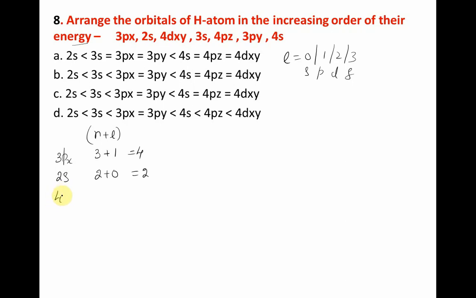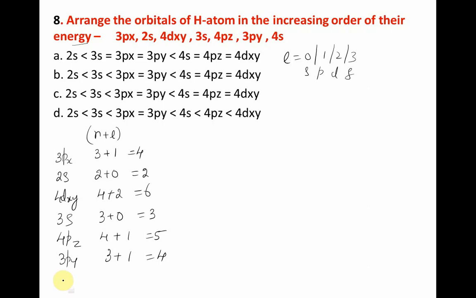Now 4dxy. 4 plus d means 2, that is equal to 6. Next coming to 3s. 3 plus 0, that is equal to 3. 4pz. 4 plus 1, that is equal to 5. 3py. 3 plus 1, that is equal to 4. 4s. 4 plus 0, that is equal to 4.